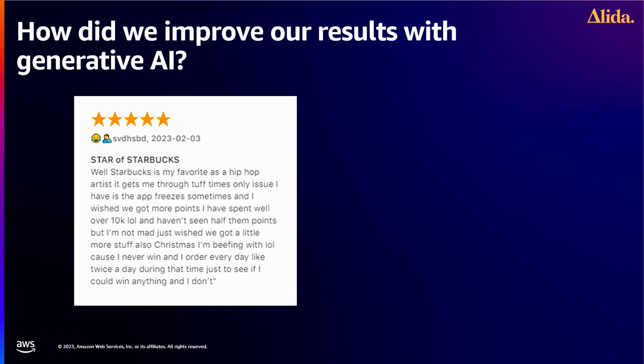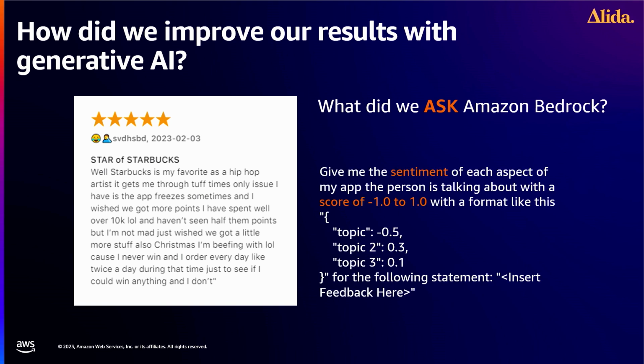Let's talk a little bit about how we did this under the hood. We'll go back to the star of Starbucks, and ask: what did we ask Amazon Bedrock? Using the Claude 2 model, we asked it to give me the sentiment of each aspect of my app the person is talking about, with a score of -1 through 1, in a format like this. That format is a JSON format that we were able to parse and utilize in our system. And then we inserted that statement.